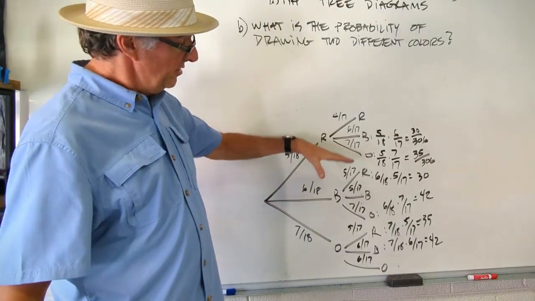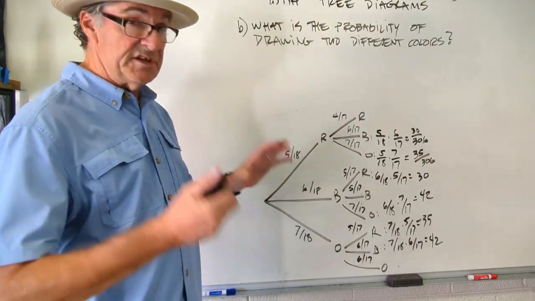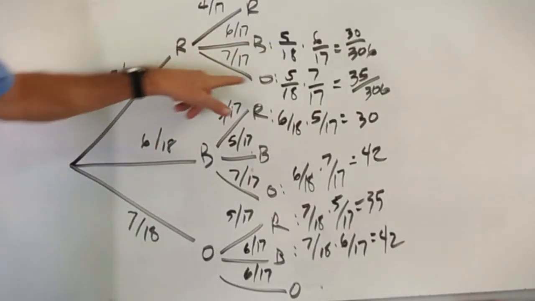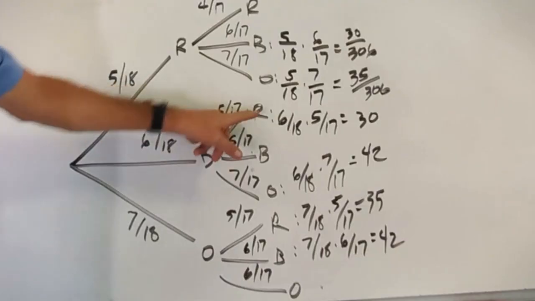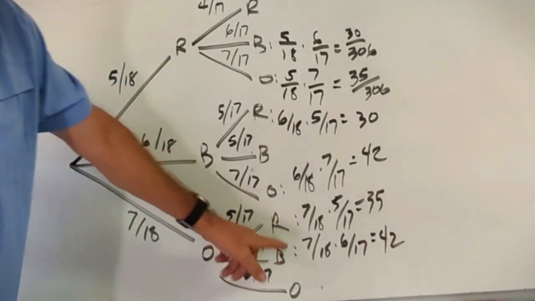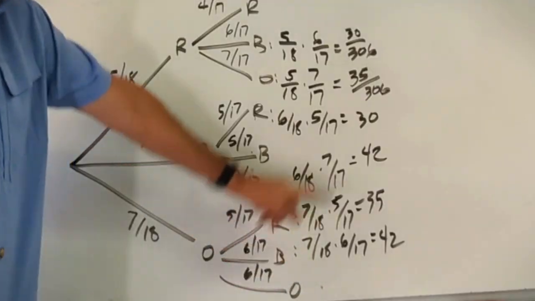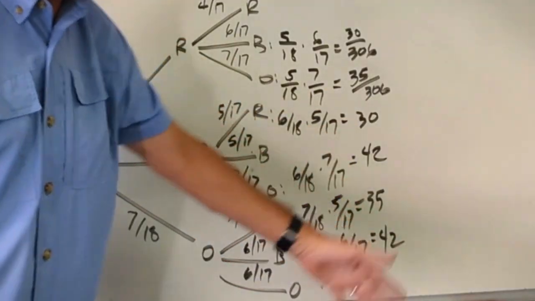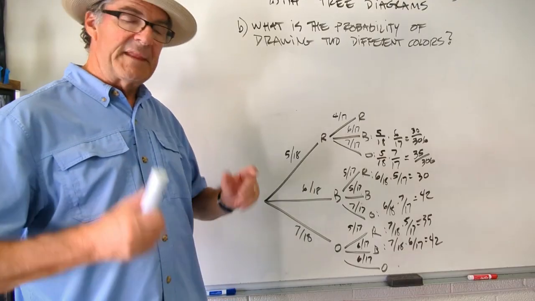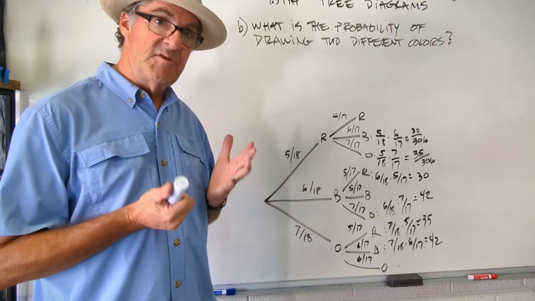So here we are, we have our 6 probabilities that give us 2 different colors. We've got our red-blue, red-orange, we've got our blue-red, our blue-orange, and then finally we've got our orange-red and our orange-blue. So I put all my fractions in there. I stopped writing over 306 because that's just redundant. They're all over 306.